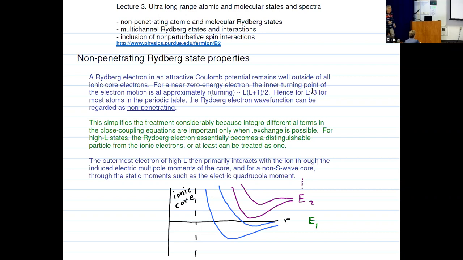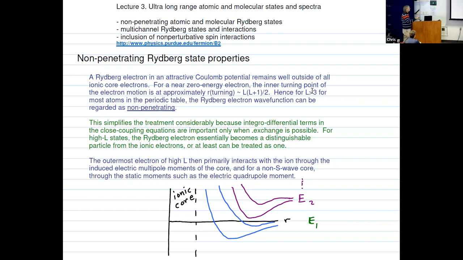So let me give some examples. Let me dive right into the non-penetrating Rydberg state property. The main point that I stressed earlier, in the first lecture, is that usually you don't even have to think about quantum defects very much unless you're looking for very high accuracy, except for S, P. Because the turning point is in Bohr radii, every ground state or low-lying state of an ionic core is never larger than three to five Bohr radii, and basically for these L greater than three, we can regard the Rydberg electron wave function as non-penetrating.